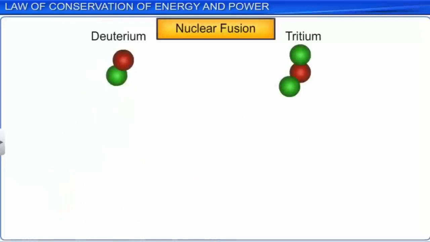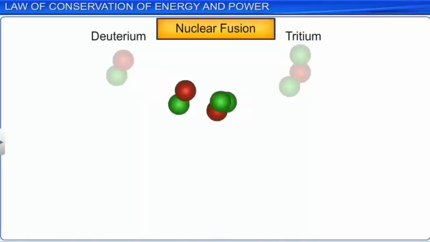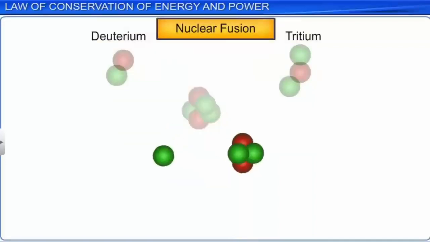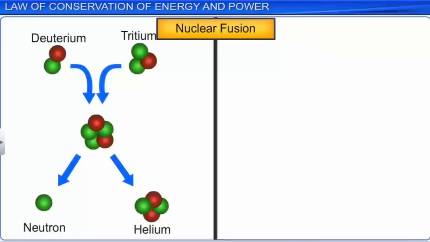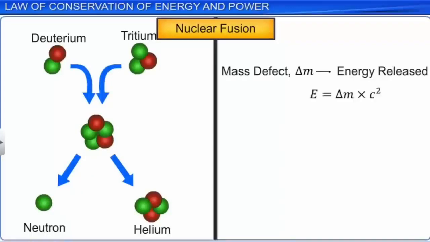In a nuclear fusion reaction, lighter nuclei fuse to form a heavier nucleus. This fusion is accompanied by the release of a large amount of inherent energy in accordance with the mass-energy equivalence relation. In nuclear fusion too, there is a mass defect which accounts for the amount of energy released according to E = ΔM c².